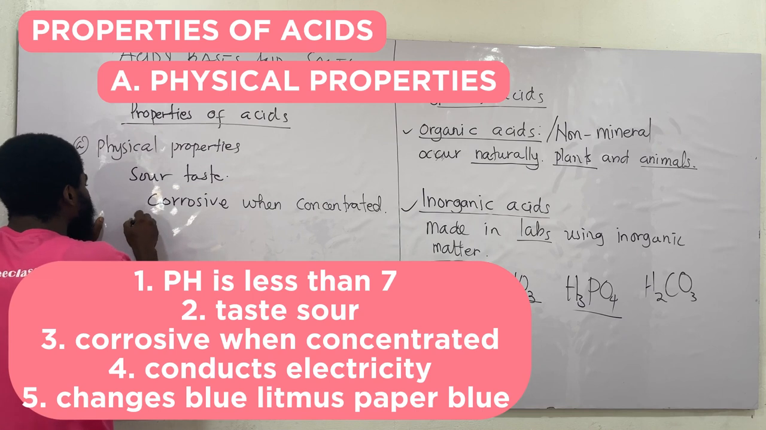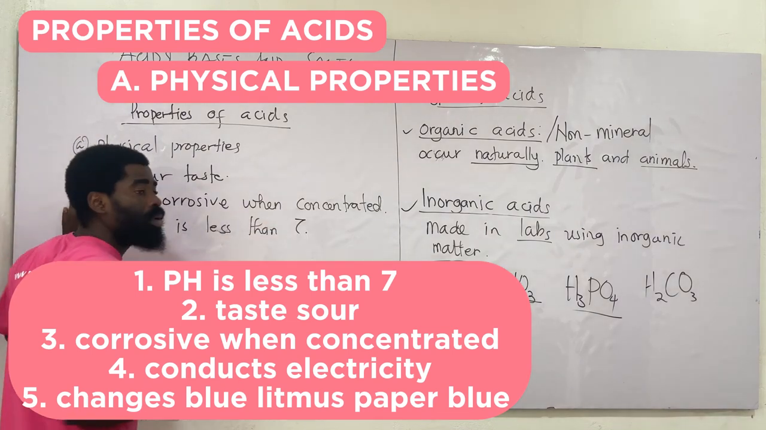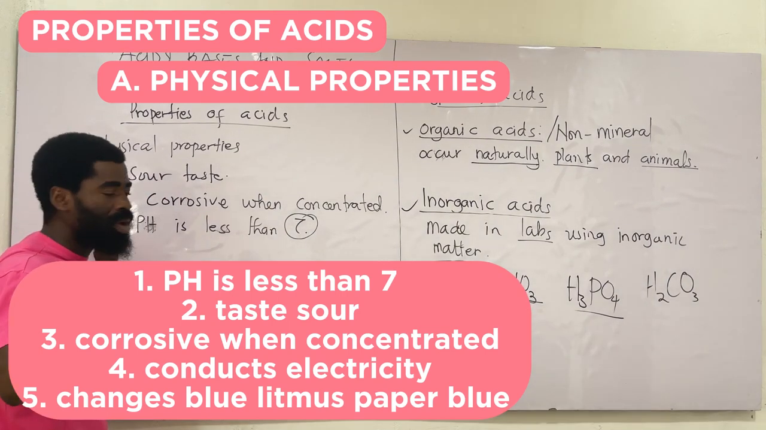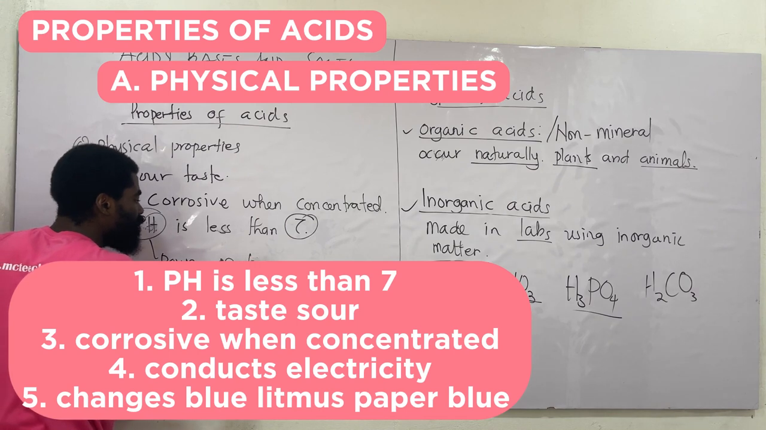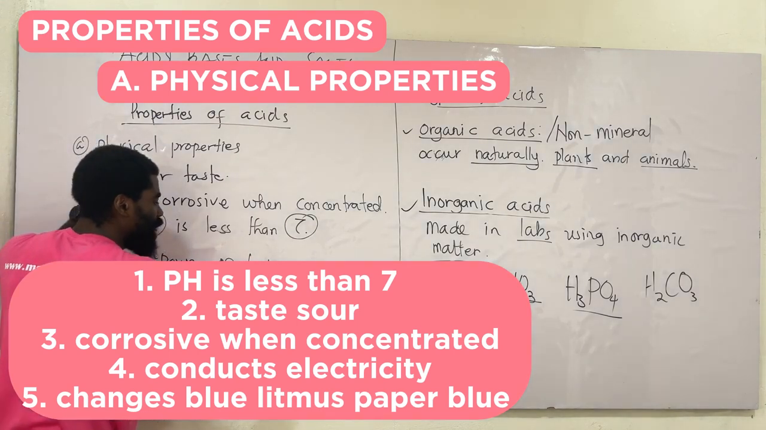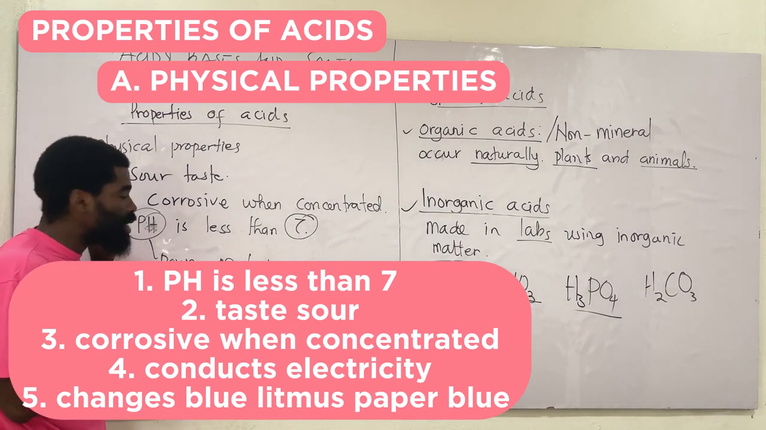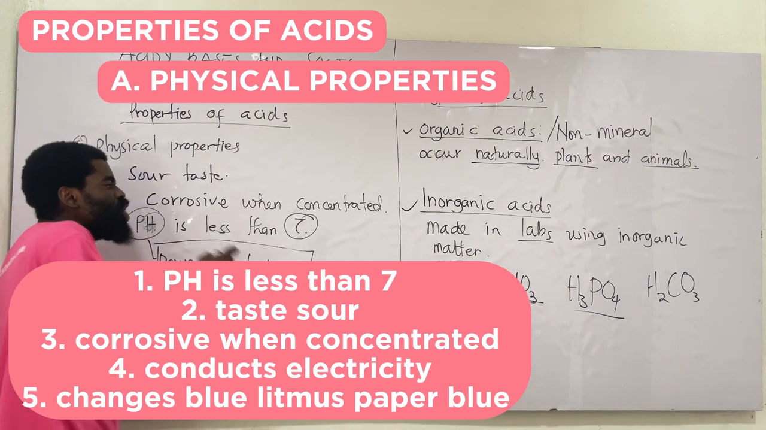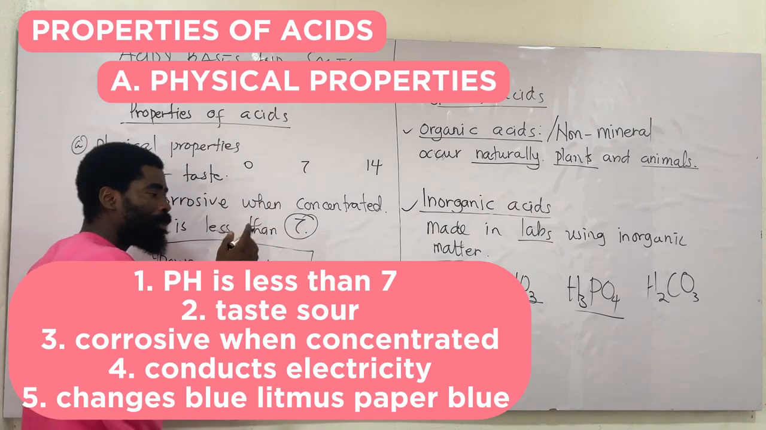Now they have a pH, and their pH is less than 7. Now, why do we use 7? Because once your pH is 7, then you are neutral. We'll look at all that. pH simply means the power of hydrogen. That tells you that the more hydrogen I have, the more acidic I am. The pH of a solution tells you how acidic, how basic, or how neutral a solution is. The scale ranges from 0 to 14, so 7 becomes the middle.